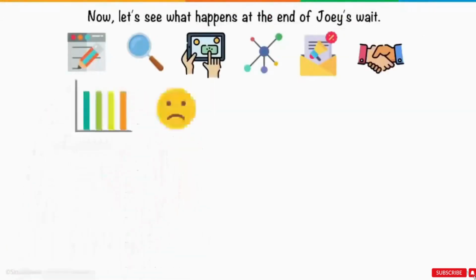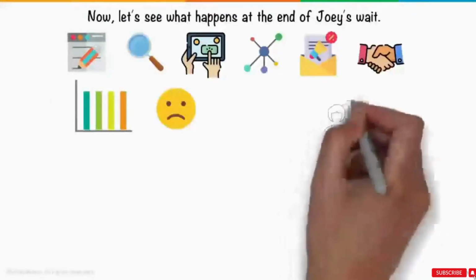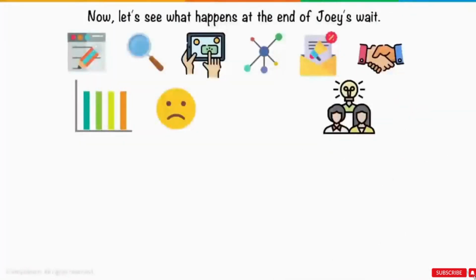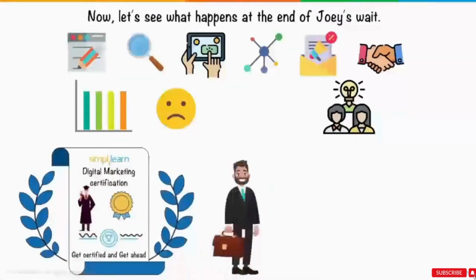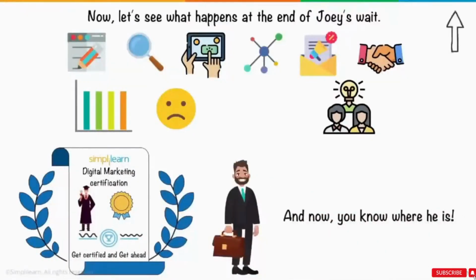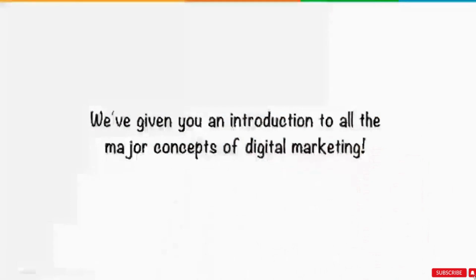Although Joey had worked really hard on each of these forms of digital marketing, he only had moderate success. That's when Joey realized he had to gain more knowledge and experience, so he decided to get certified and get ahead in his career with the help of Simplilearn. He took up Simplilearn's digital marketing certification and got the skills and training he needed to become an expert digital marketer, and now you know where you too can do the same and grow in your career by clicking on the top right corner.